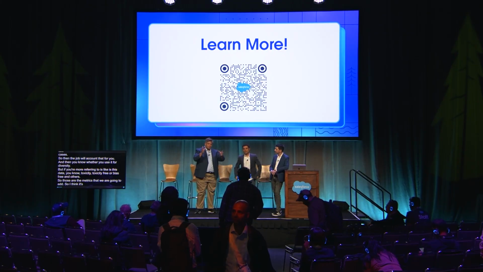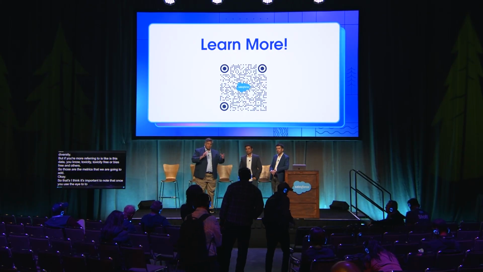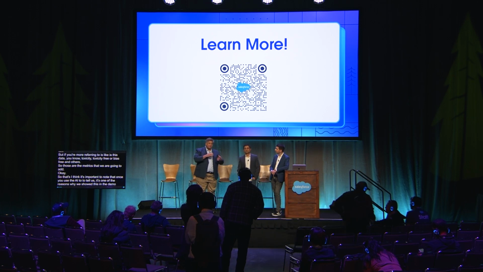Okay, so I think it's important to note that once you use the AI to test, it's one of the reasons why we showed this in the demo. You want to be able to pull that, and it's easier to work with those test cases in the YAML file, and it's going to be something you'll want to iterate on. So being able to get that head start with the AI generated test cases, but then really look, and between your team refine what those test cases actually are. It's going to be an iterative process to get the perfect test cases.